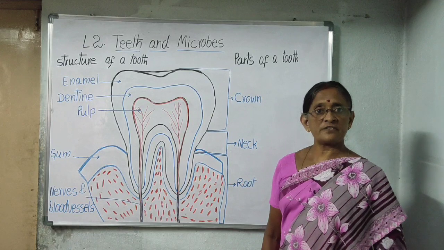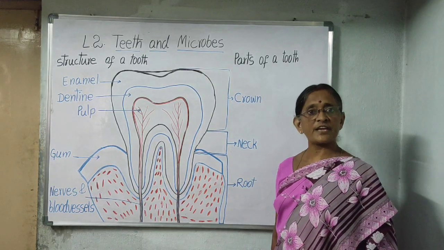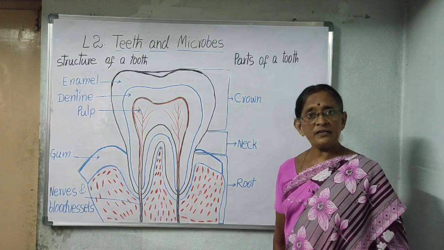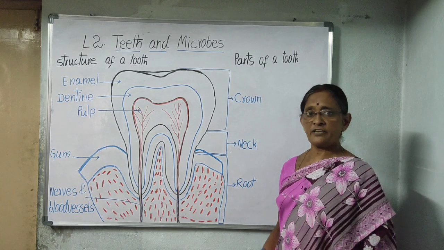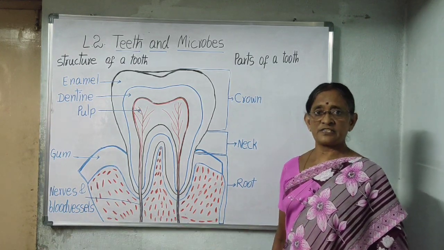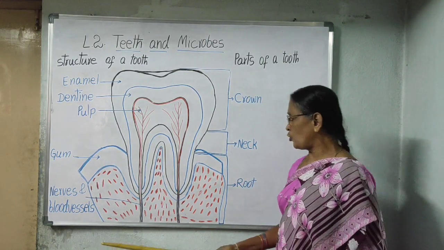Nerves. What are nerves? Nerves are fiber-like structures which carry messages from an organ to the brain and bring orders from the brain to the organ. Blood vessels. What are blood vessels? Blood vessels are thin tubes through which blood flows.